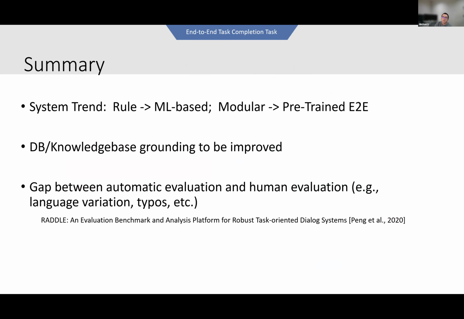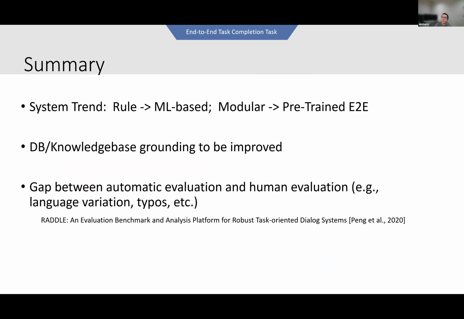So in summary, from this task, we have learned several points. First, there is a clear system building trend from rule-based methods to machine learning-based methods, and also from modular approaches to pre-trained models. Second, database or knowledge-based grounding is yet to be improved. Third, there is still a gap between automatic evaluation and human evaluation. With DB grounding criteria, this gap becomes even larger.